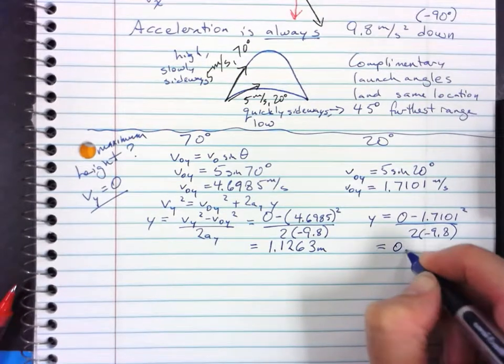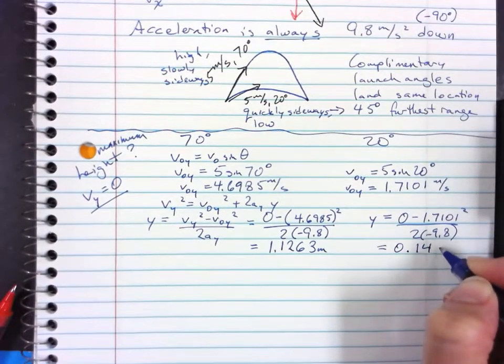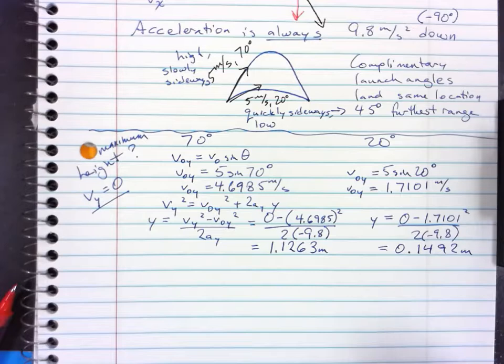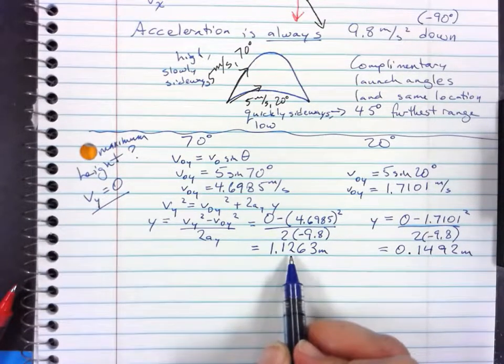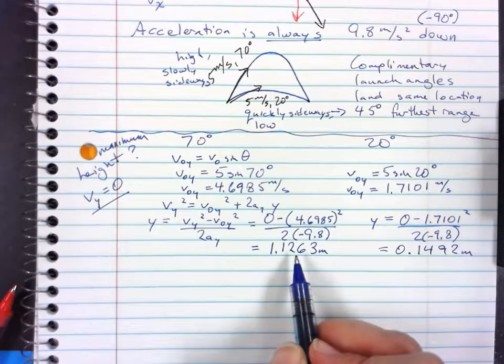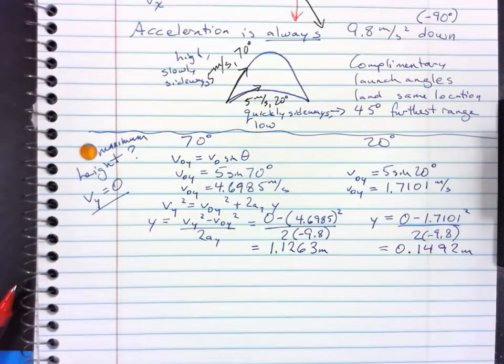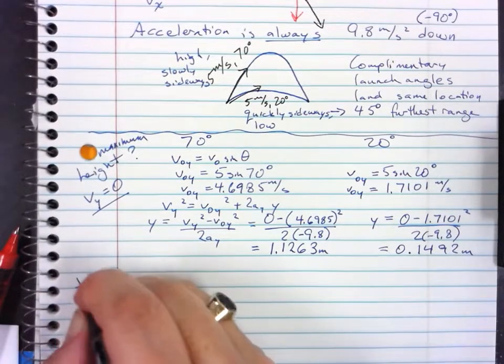So we get a much lower maximum height as expected. Only 15 centimeters versus 1 meter and another 13 centimeters. So this is a pretty slow and low kick. Well, life goes on. Okay. Now, I want to know the total time.